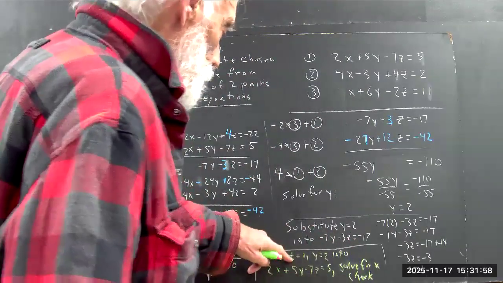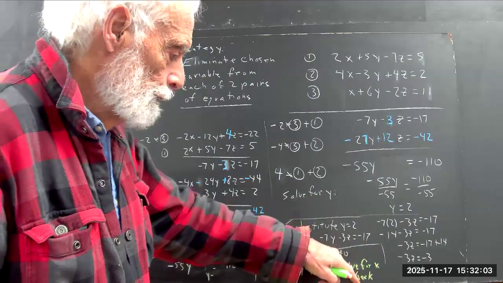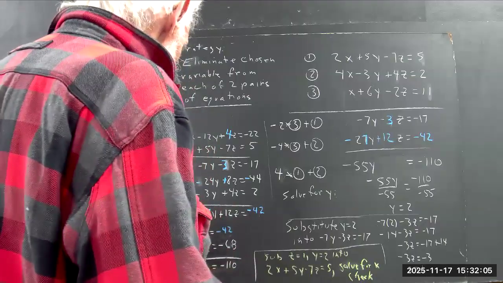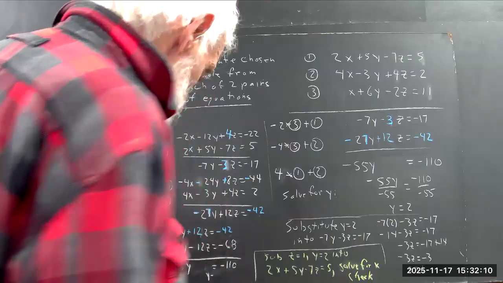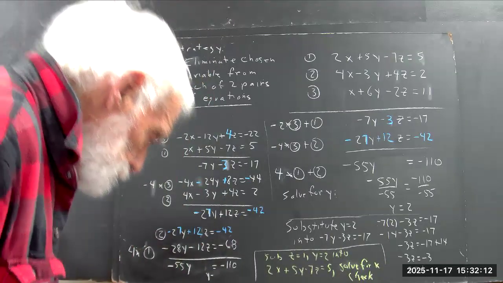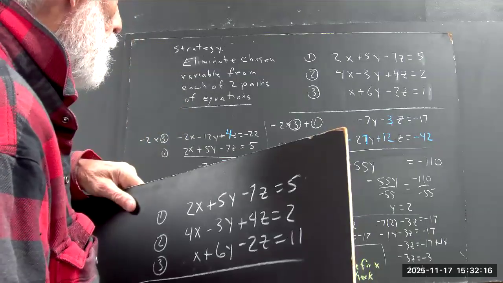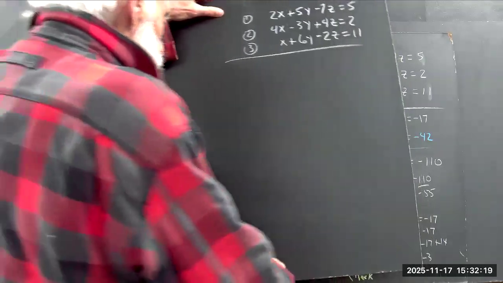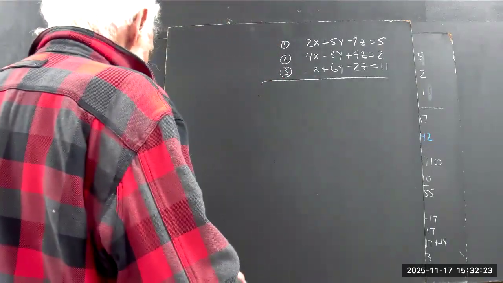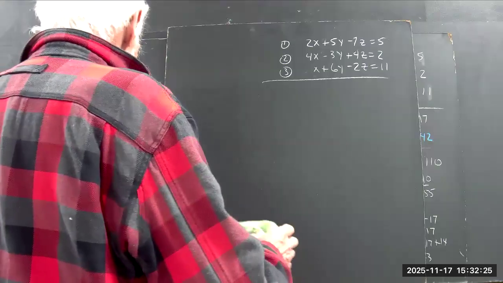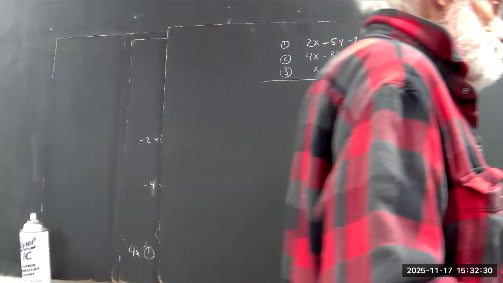So I'm saying, since x equals 1, y equals 2 into this equation, solve for x and check. Now let's use a different set of equations.